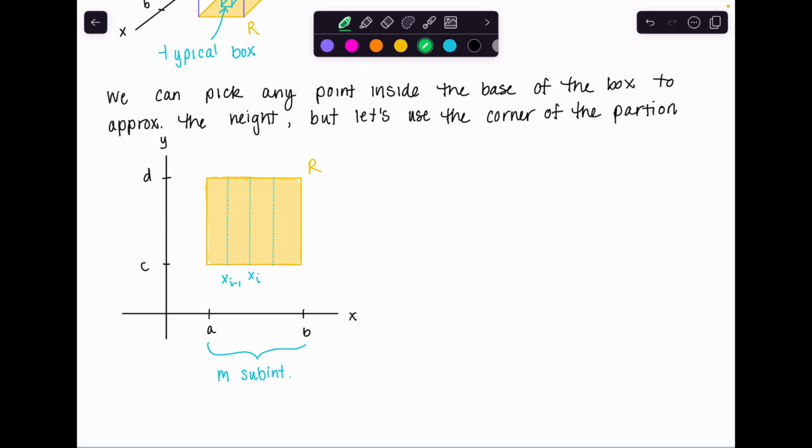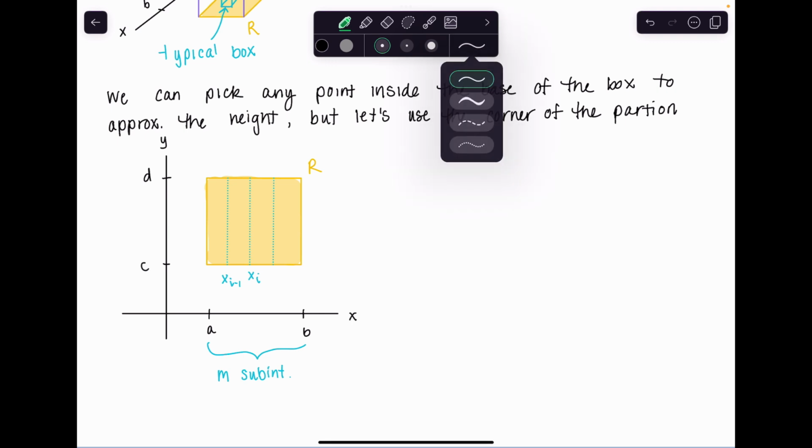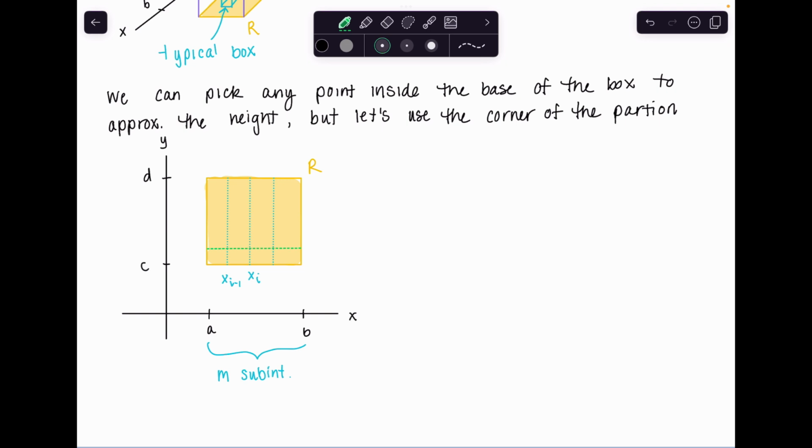And then we're going to do exactly the same thing, let's use green for that, in the y direction. But again, these can be different amounts of subintervals. So maybe this one has like 5. So this can be something completely different. So n subintervals. And so maybe I'll specifically look at, let's see, we'll do this box.